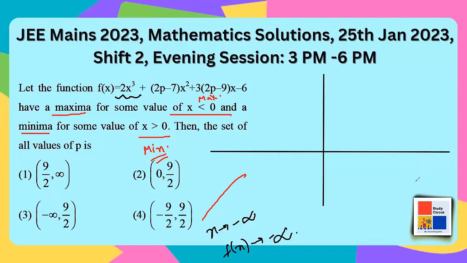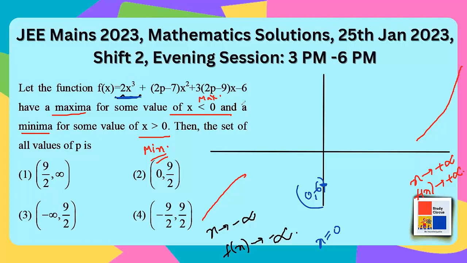And similarly, for x tending to positive infinity, the function as a whole will be going towards positive infinity. So that means the graph will be reaching up like this on the right hand side. And for x equal to 0, if you put x equal to 0 in this one, the value is going to be -6 here. It has to pass through this point (0, -6) on the y-axis, right?